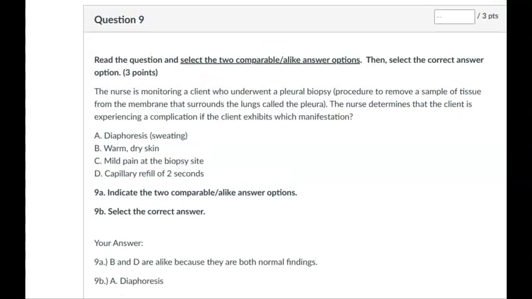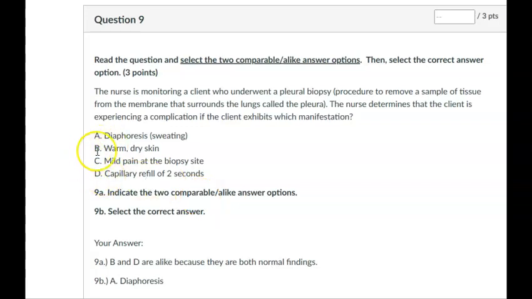All right, same thing here for question 9. You selected the 2 comparable or alike answer options. So you're monitoring a patient after a pleural biopsy. The nurse determines the client has experienced a complication when they exhibit what manifestation? Diaphoresis, warm, dry skin, mild pain at the biopsy site, or cap refill of less than 2 seconds. Similar answers are B, warm, dry skin, as well as D, cap refill of 2 seconds. The student put those are both normal findings, which is correct.